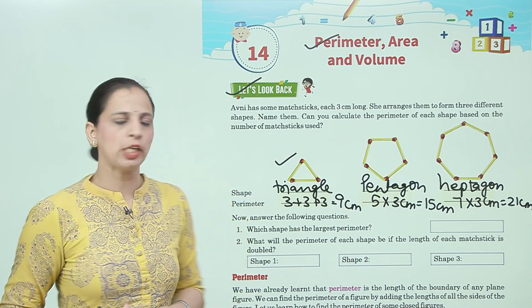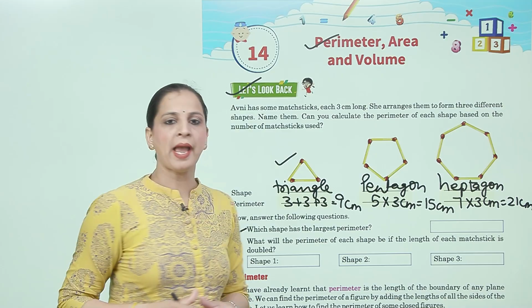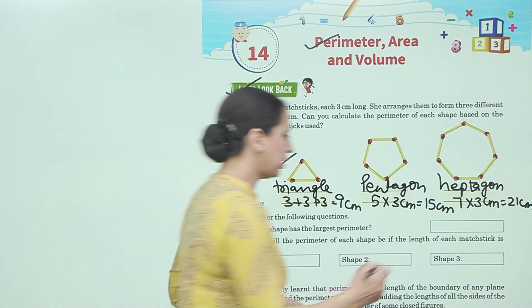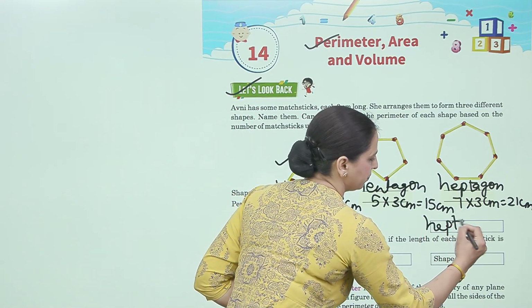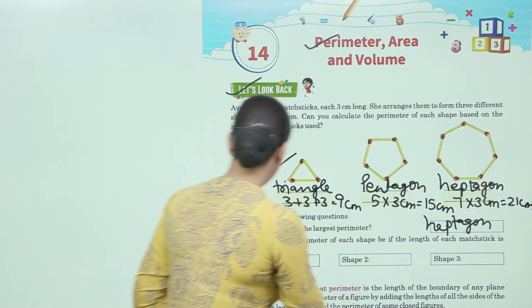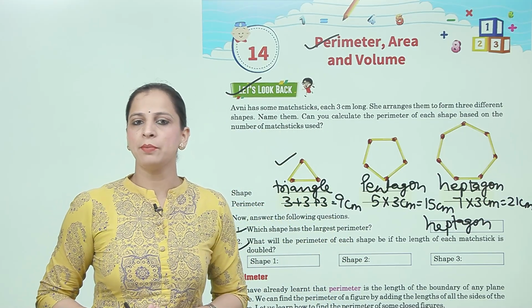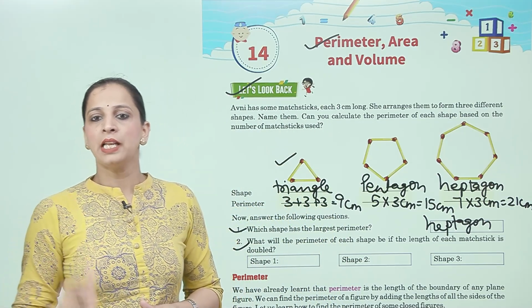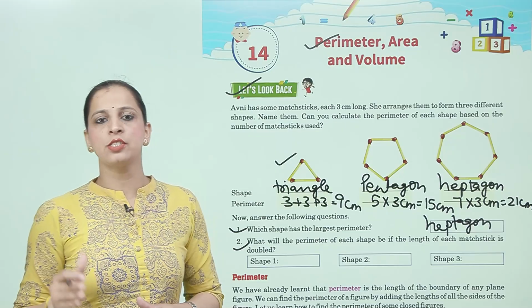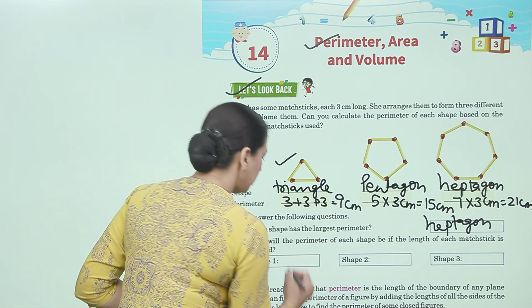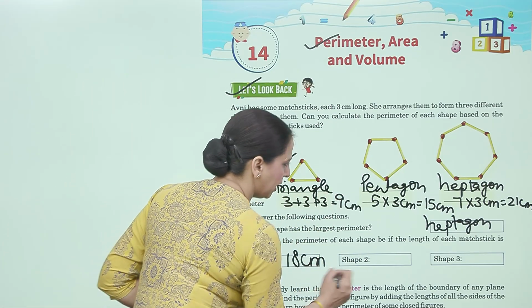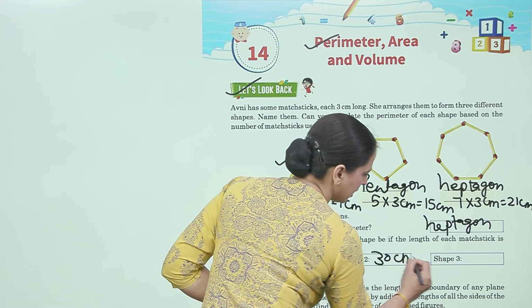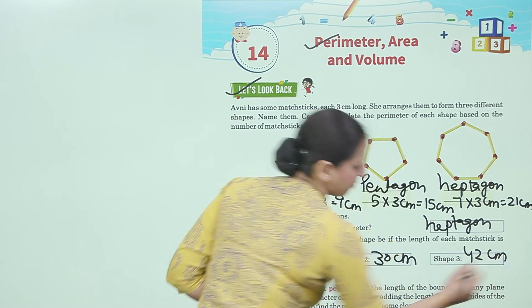Now answer the following questions. First, which shape has the largest perimeter? It is the heptagon. Now second, what will be the perimeter of each shape if the length of each mastic is doubled? Shape 1, 9 doubles to 18 cm, the next is 30 cm, and the last is 42 cm.